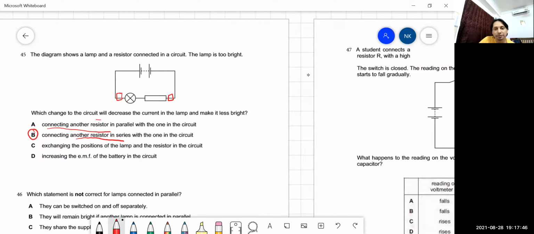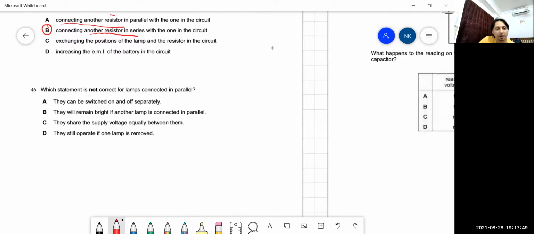Question number 46. Which statement is not correct for lamps connected in parallel? Statement is not correct. It means out of these four options, three statements are correct. You have to identify the wrong statement. In parallel combination, they can be switched on and off separately. Yes, this is the right statement. They will remain bright if another lamp is connected in parallel. Yes, they remain bright. Brightness does not change if you connect appliances in parallel. They share the supply voltage. This is the wrong statement.